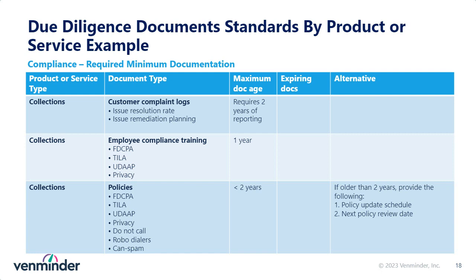Similar to the previous slide, you'll see the same categories such as document type and maximum age of the document. There's also a column for expiring documents and any acceptable alternatives if their policies are past a certain age. And remember that any sort of list you create should be considered minimum standards, not a comprehensive list of documents. Depending on what the vendor will be providing, there might be more information that you'll want to review.